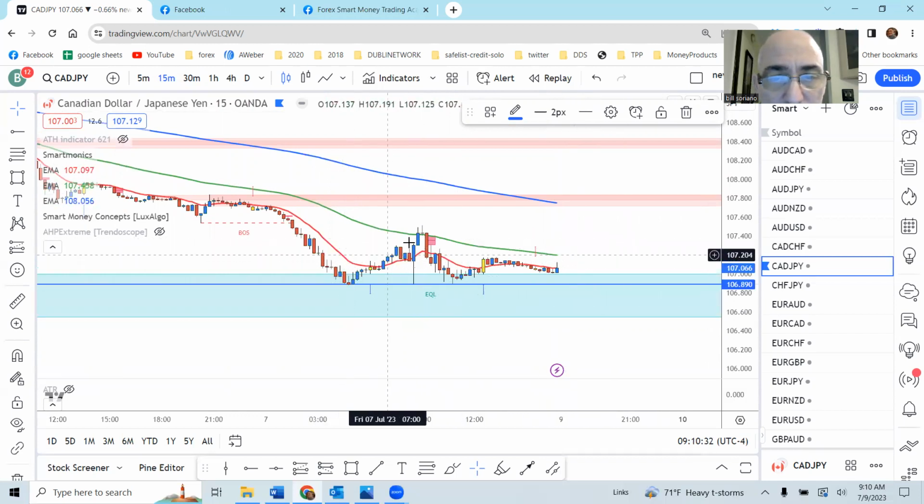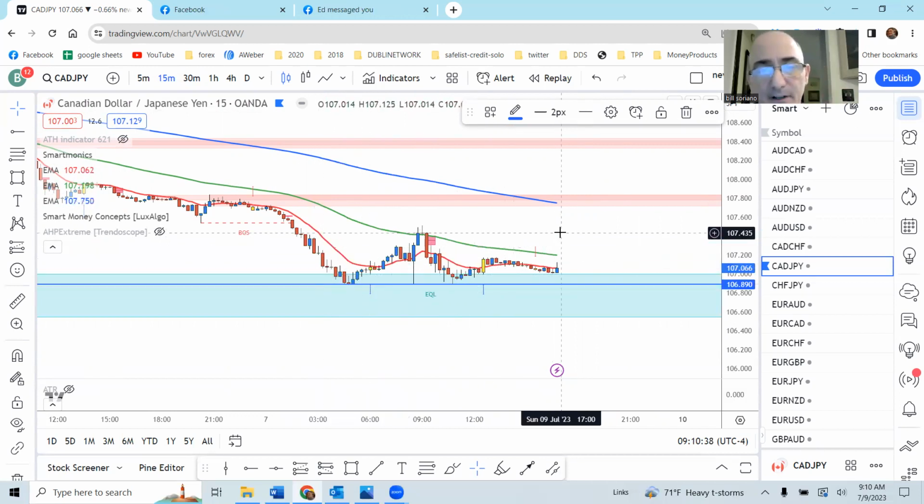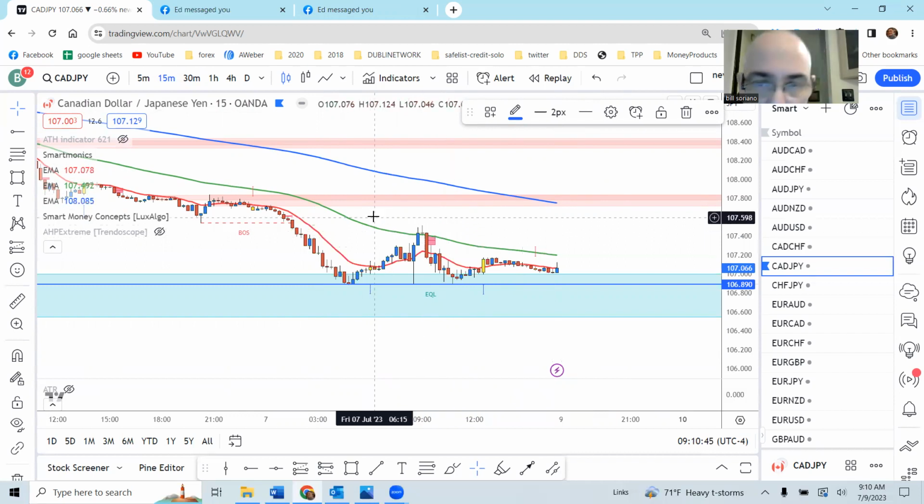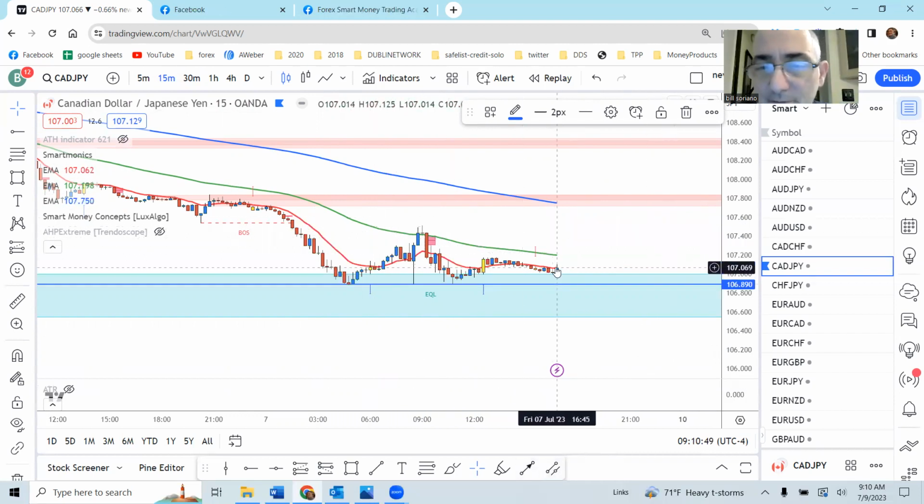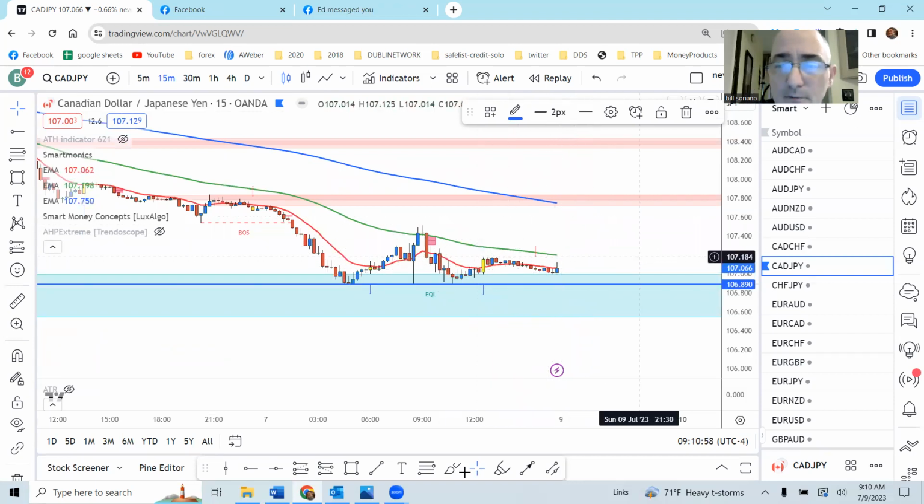And then what we could do is we could identify a break of structure to the upside, right? And we can identify our choke. Okay. So right now, our choke would be too far up. So we're going to look for price to come back a little bit further into this order block, hopefully. And then we'll be able to identify where our change of character would take place a little bit better.